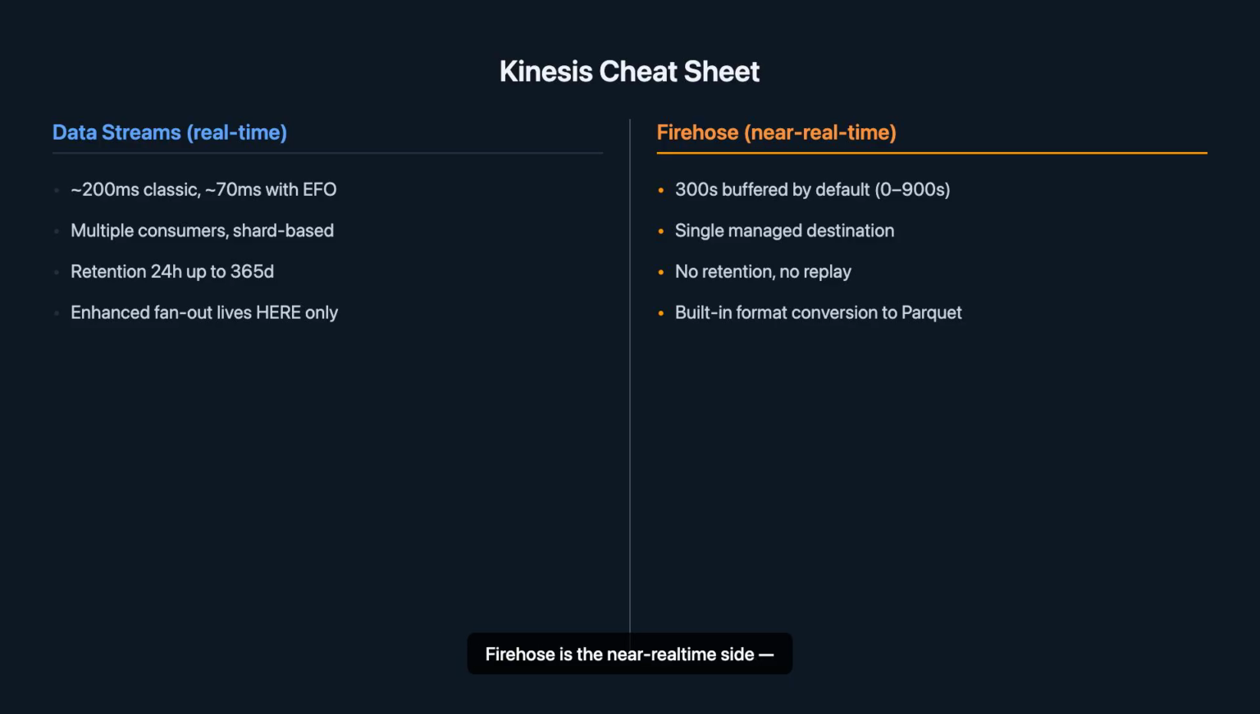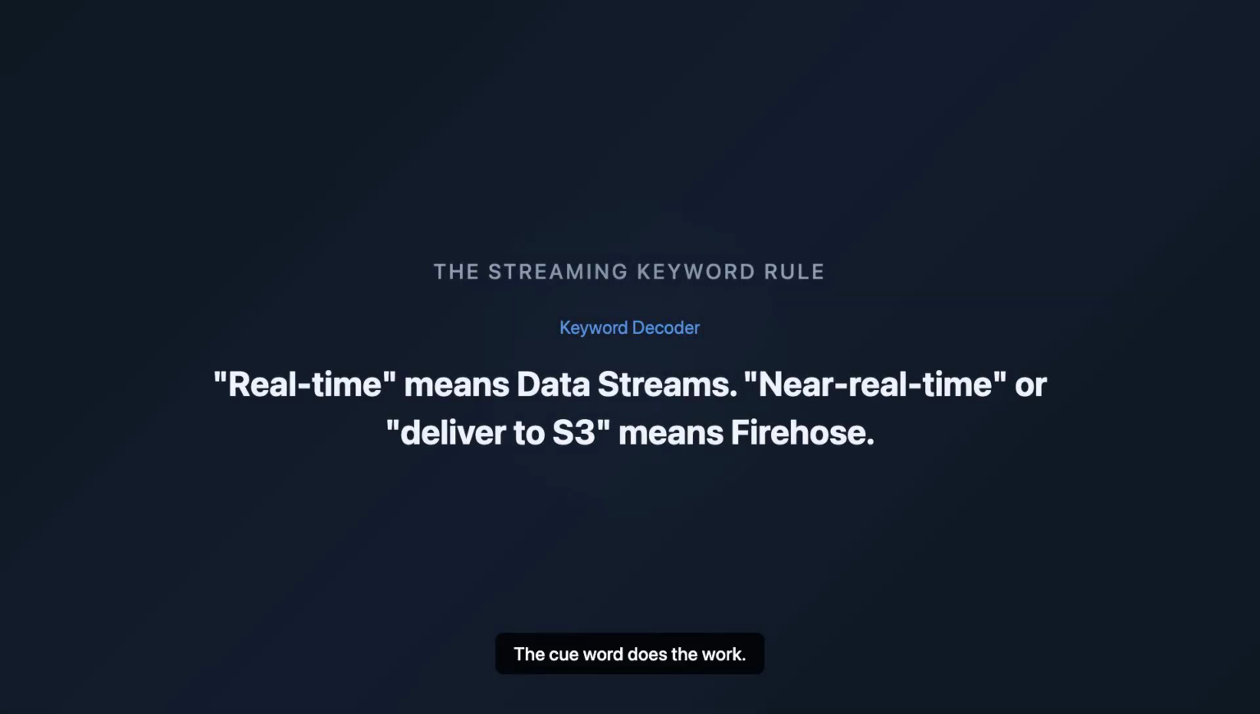Firehose is the near real-time side, 300 seconds of buffering by default, configurable anywhere from 0 up to 900 seconds. It delivers to a single managed destination, has no retention and no replay, and it can convert records to Parquet in flight.